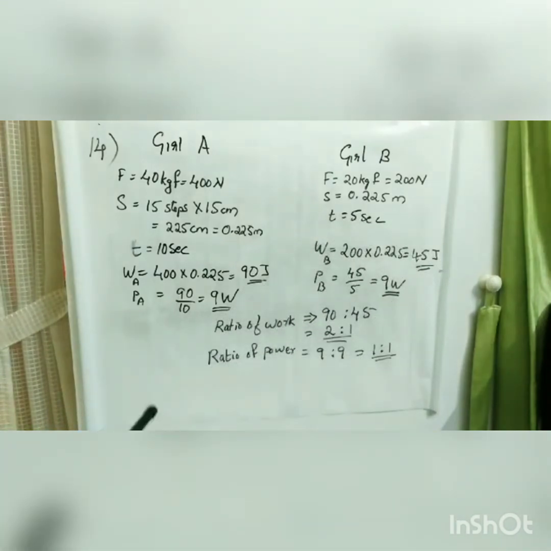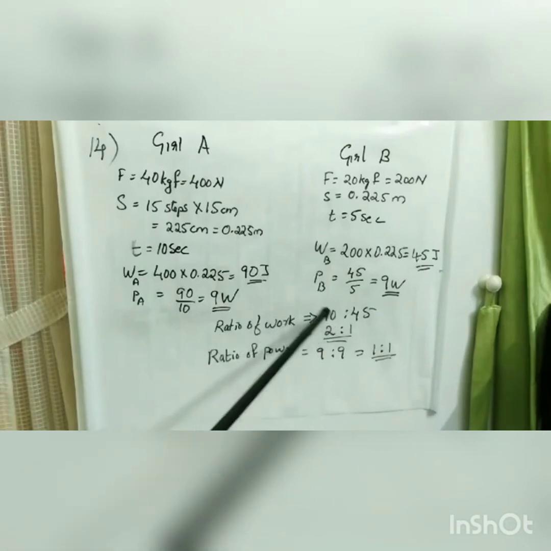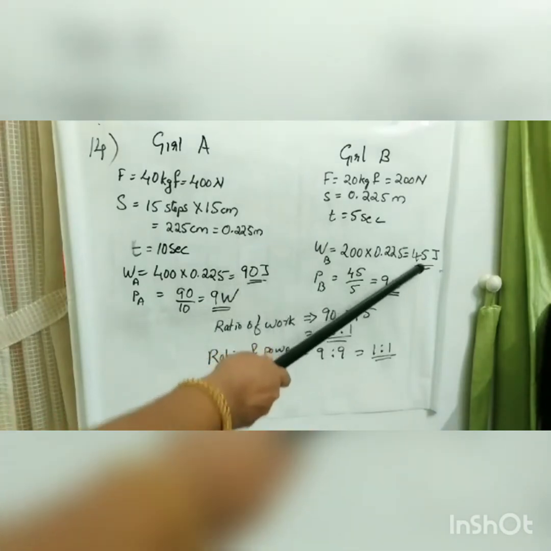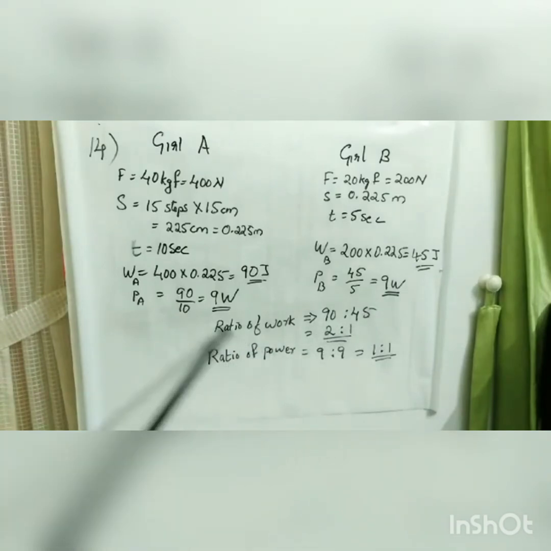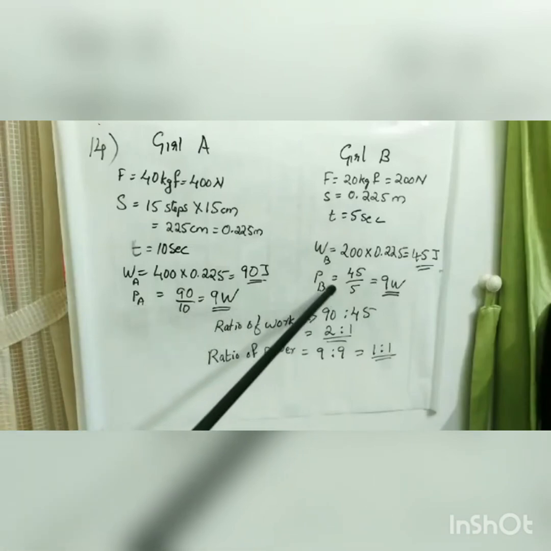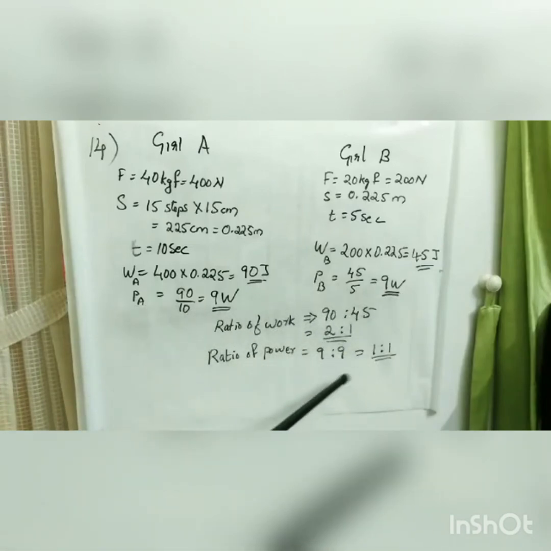So compare the ratio. Ratio of work done is 90 joule to 45 joule. So 90 is to 45, cancelling you will get 2 is to 1. Then the ratio of their power. Power of the boy is 9 watt, power of the girl is also 9 watt. So we will take 9 is to 9, that is 1 is to 1.